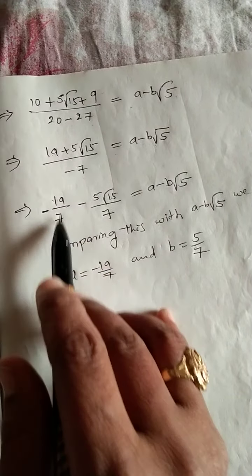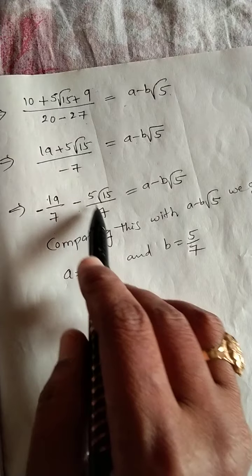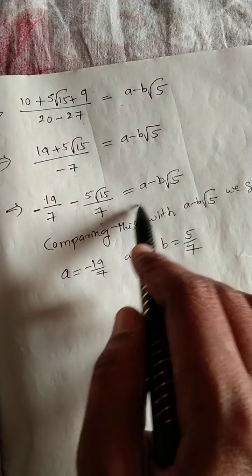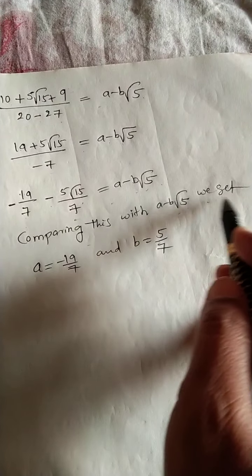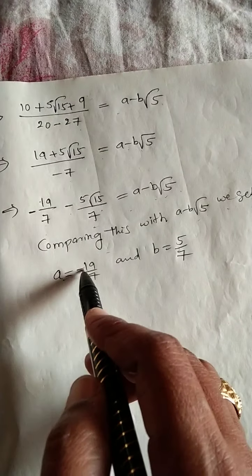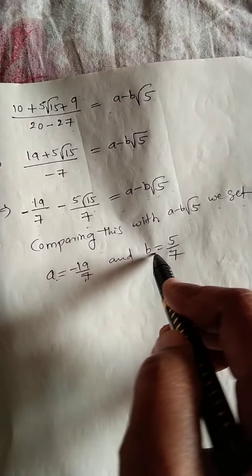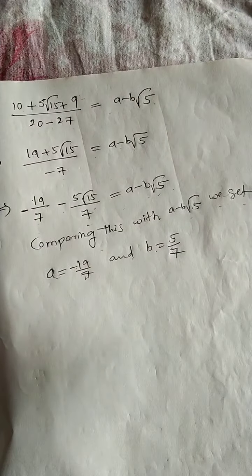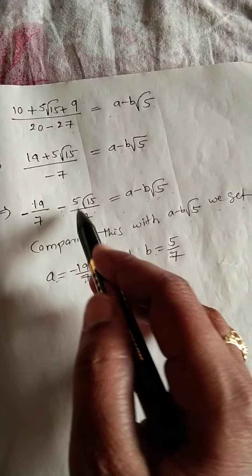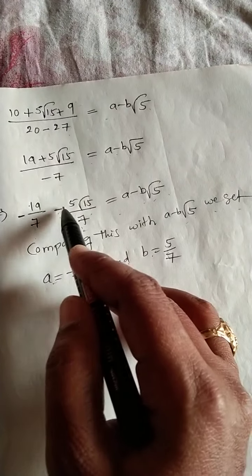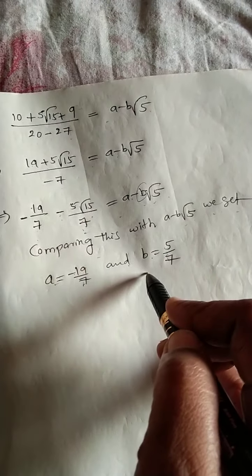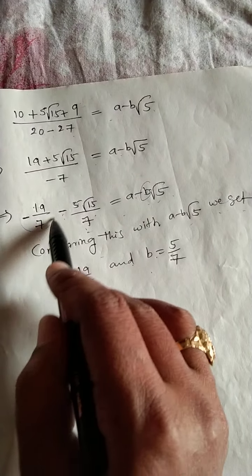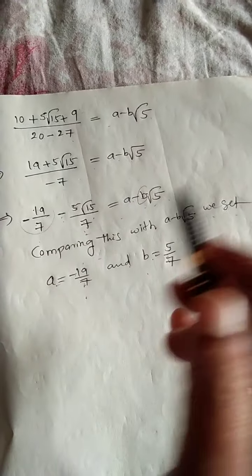Here individual denominators we should take, minus 5 root 15 by 7, a minus b root 5. Comparing this with a minus b root 5, we get a is equal to minus 19 by 7 and b is equal to 5 by 7. Minus 5 by 7. See here. Here minus this there means b value is only 5 by 7. But a value is minus 19 by 7. Okay.